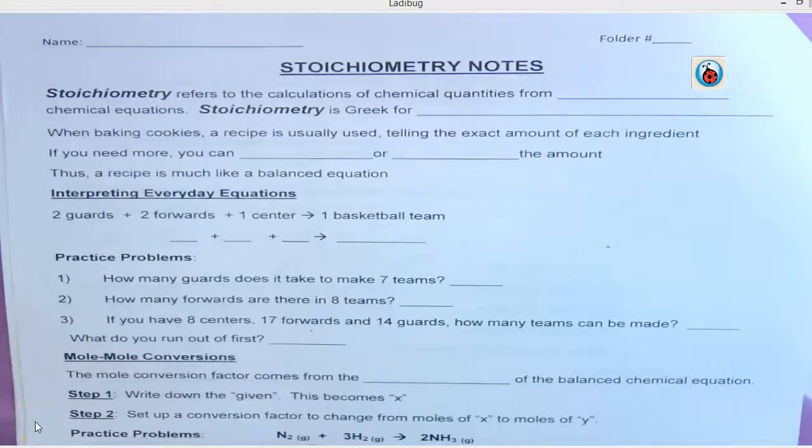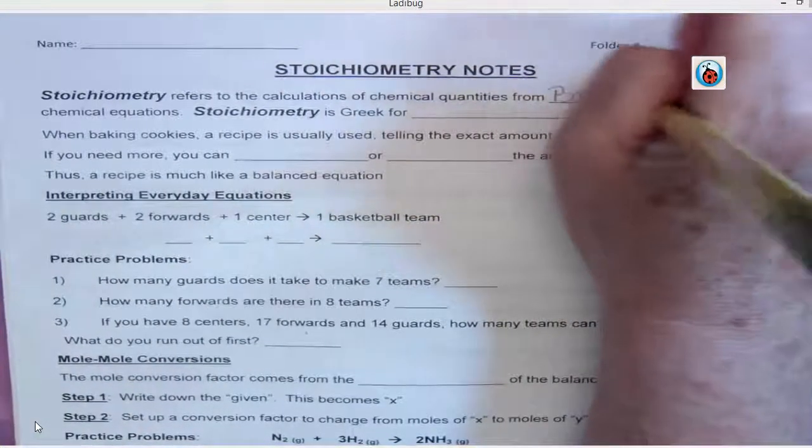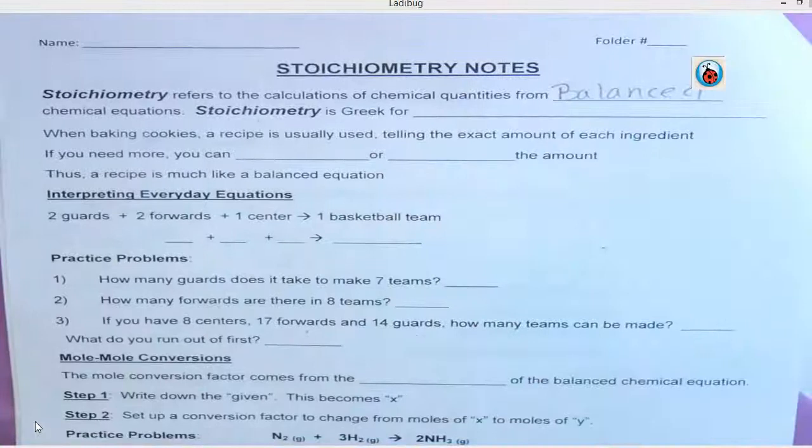Stoichiometry notes. All right, stoichiometry, and I know you're going to love saying that word, refers to the calculations of chemical quantities from balanced chemical equations. So they need to be balanced before we can solve. The ones I'm giving you right now are balanced, but in the next unit you will have to balance them yourselves. So balancing is from first semester, remember.